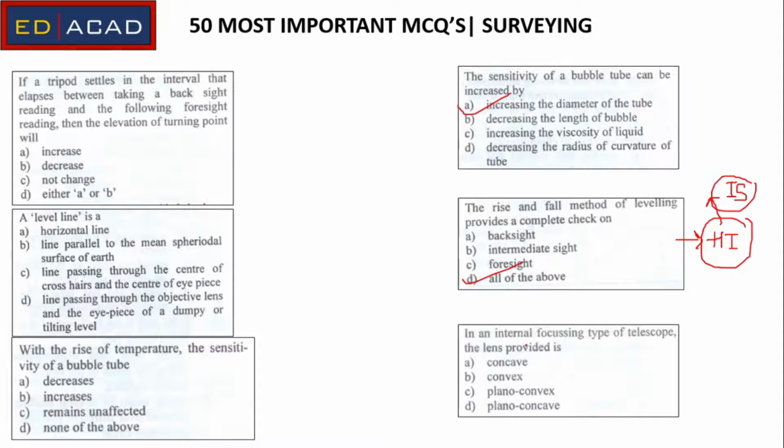Next, in an internal focusing type of telescope, the lens provided is concave, convex, plano-convex, plano-concave. So you need to remember this, that in case of an internal focusing type telescope, the lens provided is of concave nature.